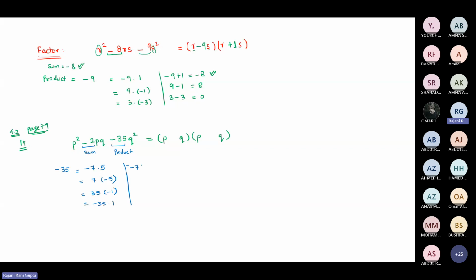So minus 7 plus 5 gives you minus 2. Yes, this is what we needed. So it worked. So you will write minus 7 plus 5. These are the factors.